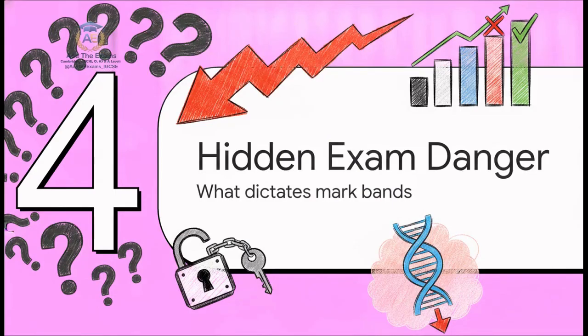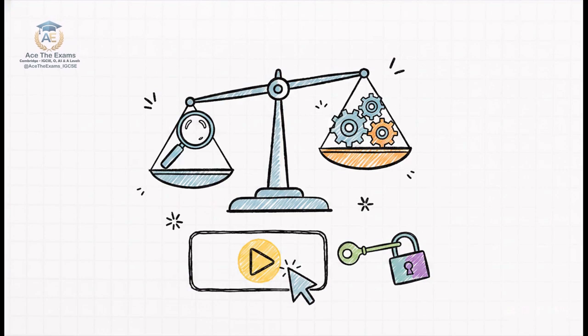Which brings us to Section 4, the hidden exam danger. Let's look at what actually dictates the mark band. We've covered the method mark strategy and exactly how to avoid the generic answer trap, but there is one final, hidden danger that can absolutely still cap your grade. Even with the perfect framework, misunderstanding specific command words will ruin your answer. If a question specifically says evaluate and you only describe, your biology might be absolutely flawless, but your exam technique will cost you the grade. To master this, you've got to check out our explainer on command words next.